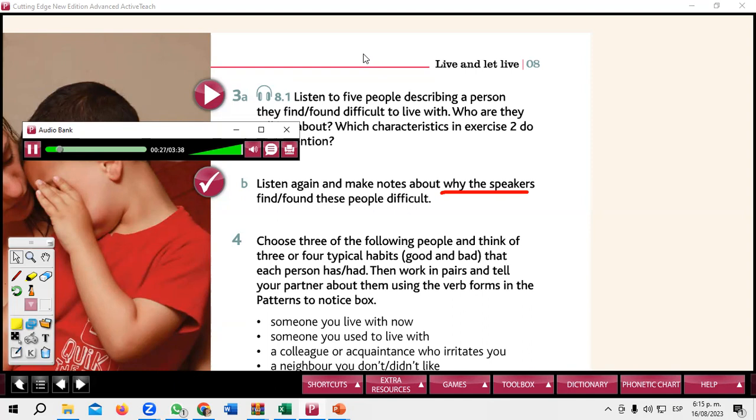You can't have a normal argument and get over it like most people. She doesn't get over it. It goes on and on and on. Sometimes for months she'll be quiet and not say anything.